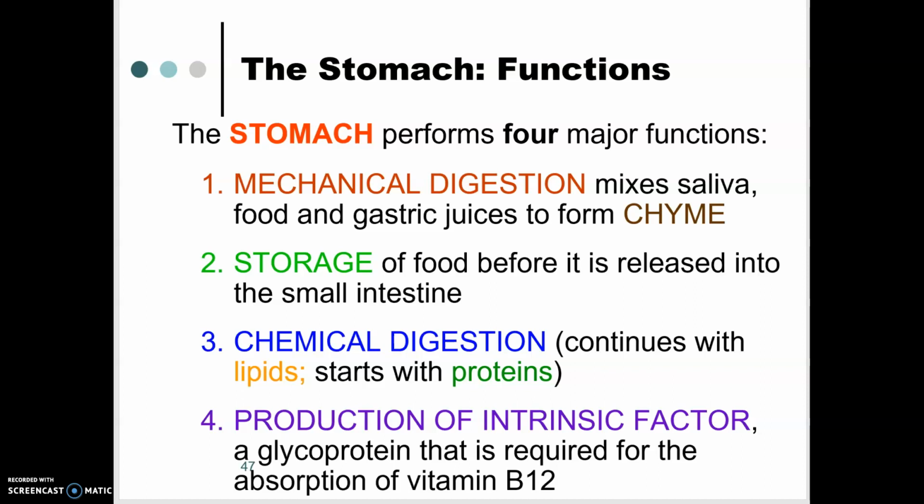One of these in particular is called intrinsic factor, and this is a glycoprotein, and it's going to come along when we're talking about the physiology of the digestive system. It's a glycoprotein that's really important for us when we're absorbing vitamin B12. So as I said, we'll talk about the physiology in a later video, but for now let's just talk about the anatomy of the stomach.